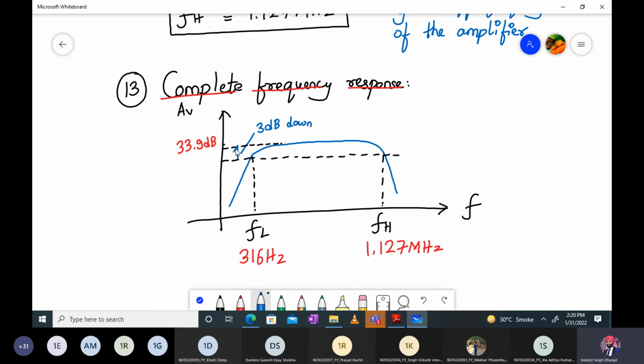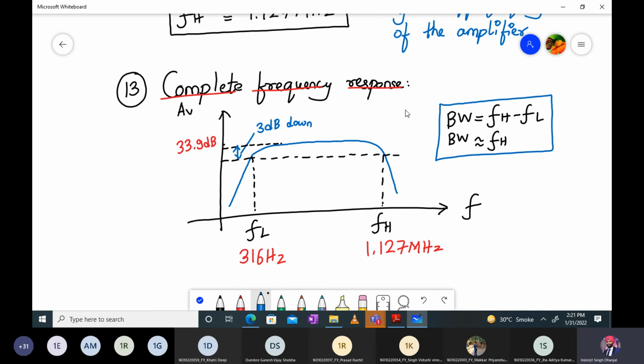So this completes the numerical. If someone tells you to find the bandwidth, the bandwidth will be FH minus FL, which is approximately equal to FH itself, because the FL value is very small. If they tell you to draw the complete frequency response, you have to do it like this. Sometimes they tell you to draw it on semi-log paper, as you are doing in LTspice. The x-axis will be semi-log, and the y-axis will be in dB, a normal linear axis.